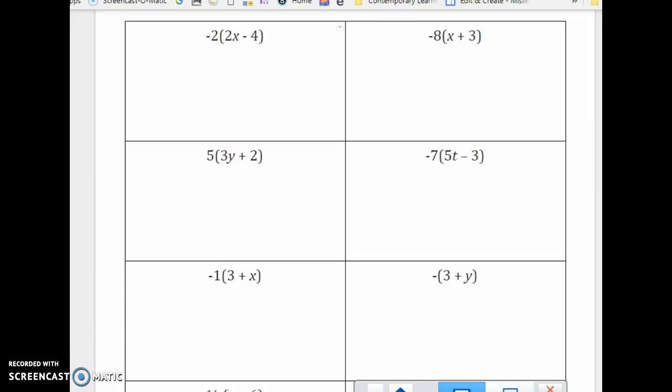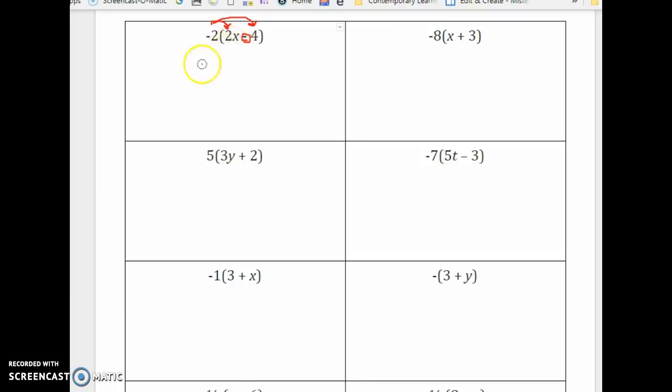We are going to try some problems together. This is our first problem right here. We have -2 times (2x - 4). Wow, this is a hard problem. I'm going to distribute -2 and positive 2x, and I'm going to distribute -2 and 4. But now I want you to pay close attention. There is a minus sign between these two. That's going to make things pretty crazy.